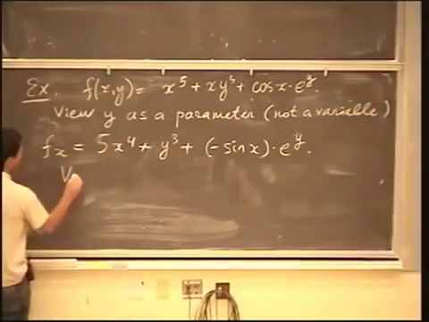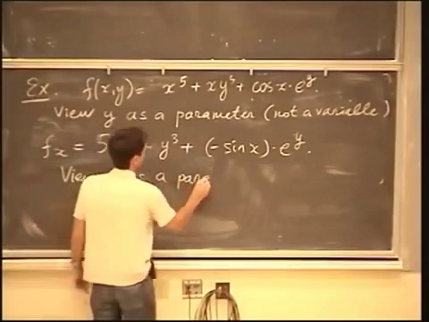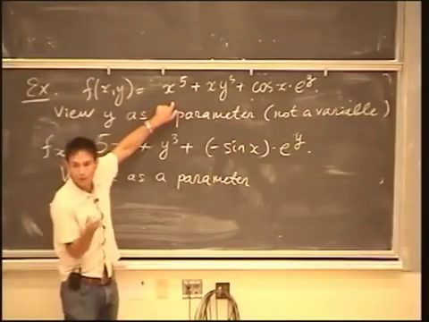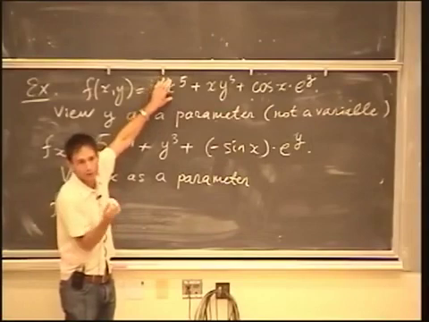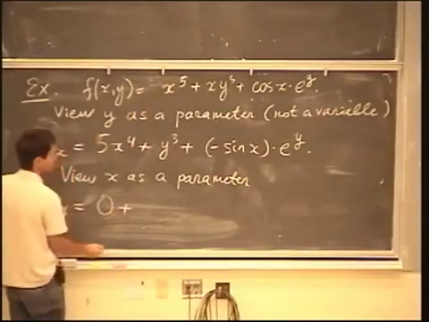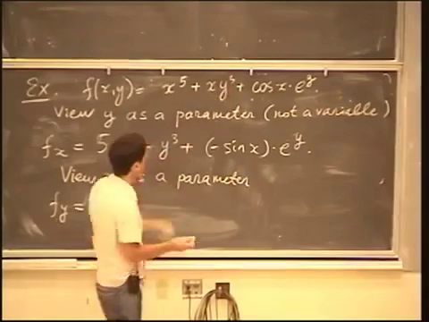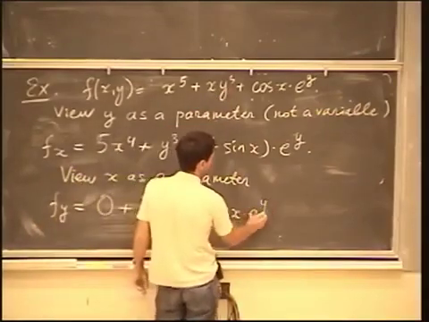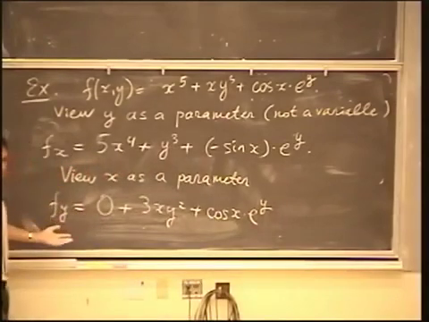Likewise, we view x as a parameter, and then take the derivative with respect to y. So if x is a parameter, then from this point of view, this is just a constant. Right? It's independent of y. Therefore, its derivative is 0. So it's going to be 0 plus, here it's also a parameter. So we just differentiate y cubed. So we get 3x y squared. Cosine x is also constant, and the derivative of e to the y is e to the y. So that's the answer for the second partial derivative.